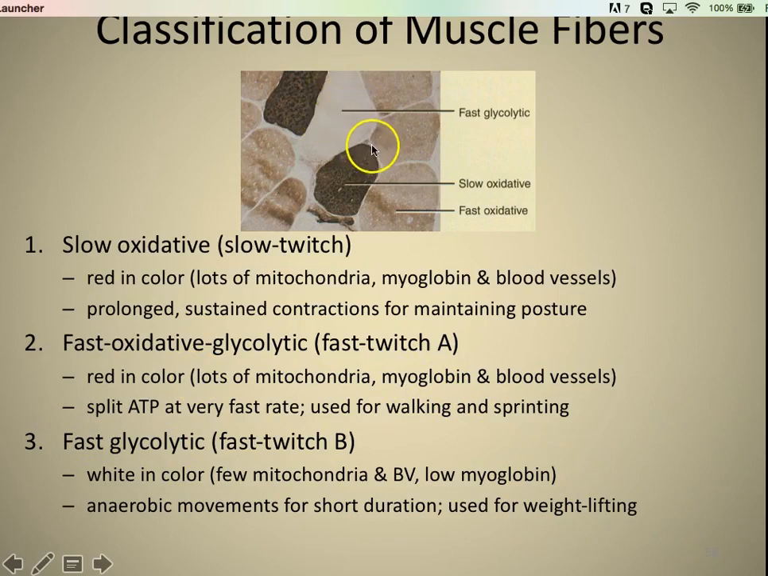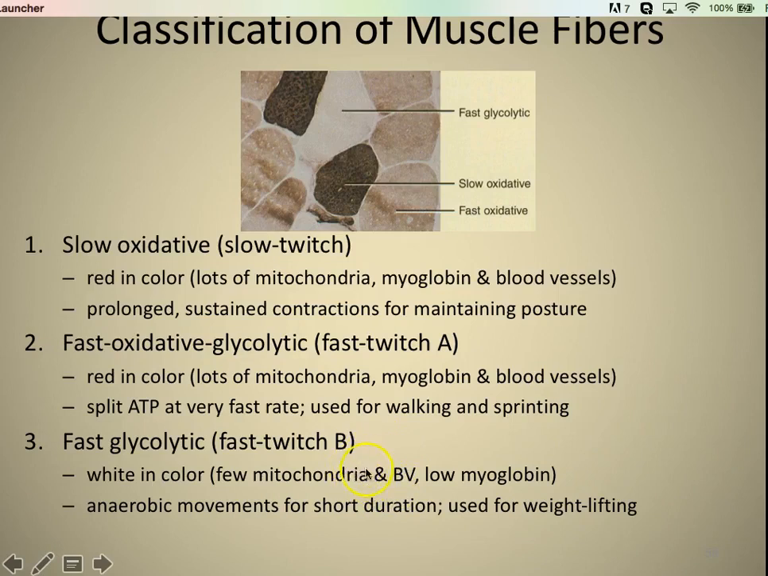So as you can imagine, the earlier ones were red because you had lots of blood vessels. These are white because they don't have as many blood vessels going to them. They have lower amounts of these blood vessels. They have lower amounts of myoglobin. Because again, if you don't have a lot of blood vessels going to it, you're not going to be transporting as much oxygen, which means you don't need as much of the protein that binds to oxygen. And if you don't have a lot, you're not going to have as much mitochondria, because again, mitochondria are using oxygen in aerobic respiration to make ATP.